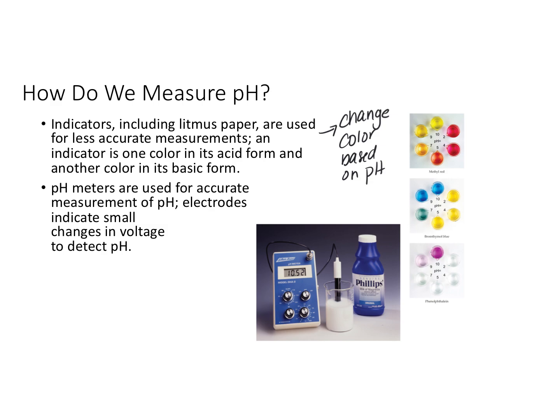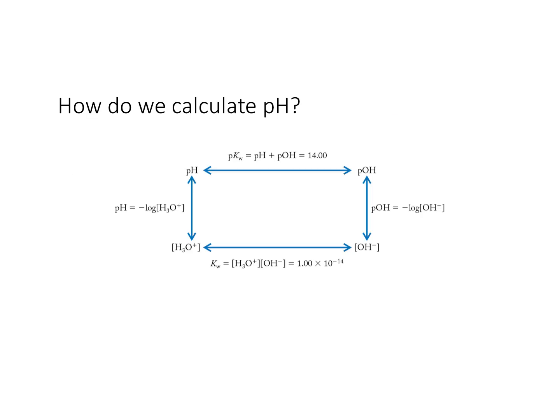We can also calculate pH. There are several different ways to calculate pH because pH and pOH are related. For example, because pH plus pOH equals 14, if you know the pH, you can get to the pOH. If you know the pOH, you can get to the pH. If you have the H3O+ concentration of your solution, you can calculate the pH by going negative log and putting in the H3O+ there.